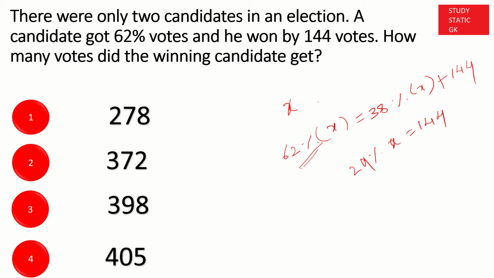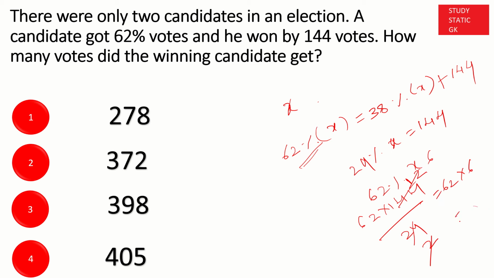So the question is asking how many votes the winning candidate got. So he is asking about 62% of X, right? So 62 into 144 by 24. 144 by 24 is 6, so that is equal to 62 into 6. It's nothing but 372. So the answer is 372.